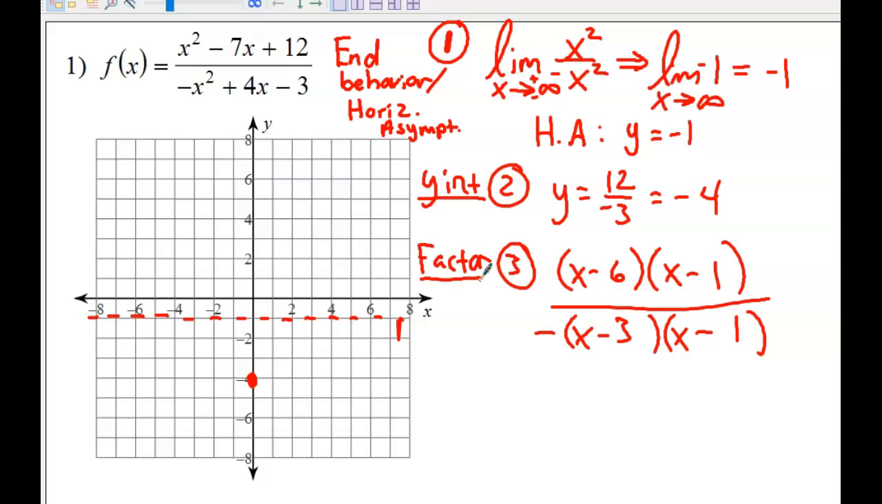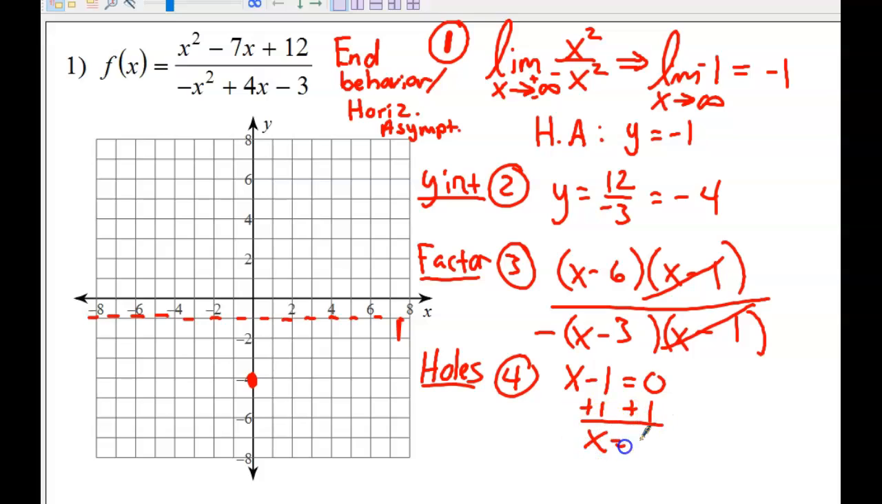Step 4. We're going to find the holes. The holes are where the factors are identical on the top and bottom. So we're going to cross that off. And then we're going to set that factor equal to 0 and solve. So I'm going to have a hole at x equals 1.